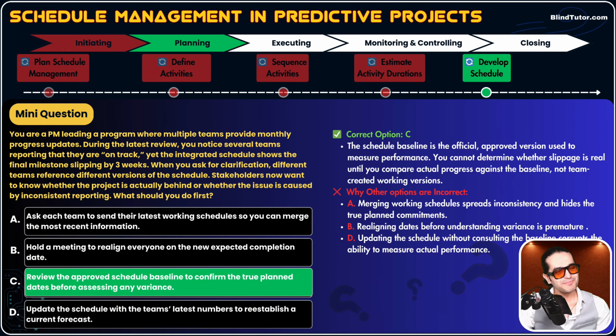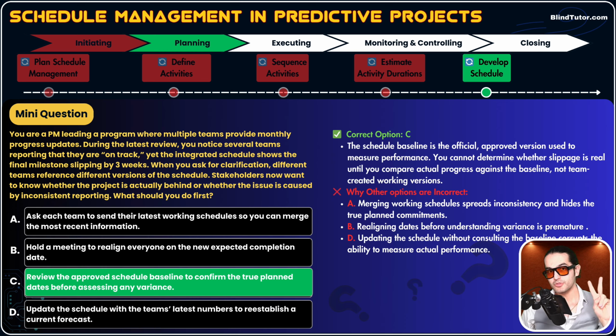Let's make sure that our plan dates are true, and then we can realign everyone. Then we can raise a change request to update the baseline if necessary. This happens after reviewing the baseline and ensuring that, hey, okay, these planned dates are correct. Awesome. Now let's continue our outputs for develop schedule.